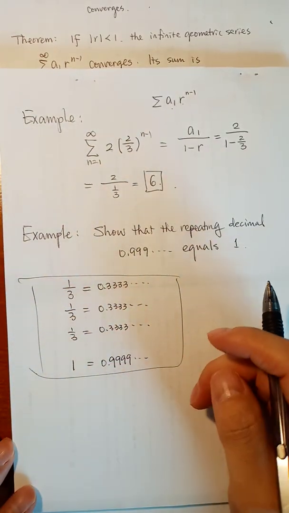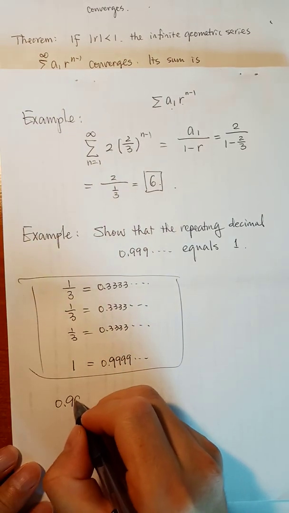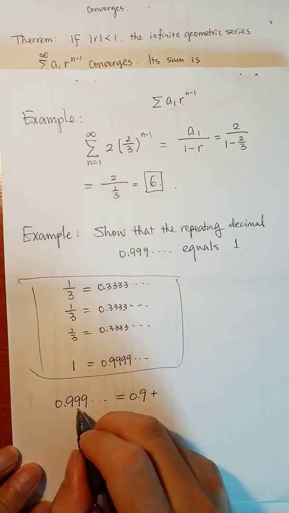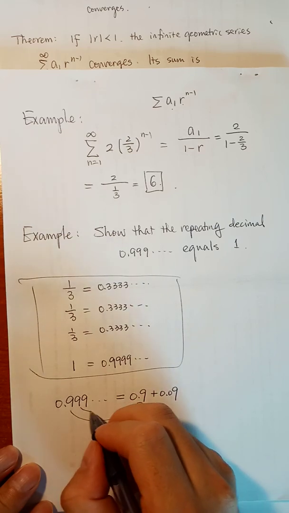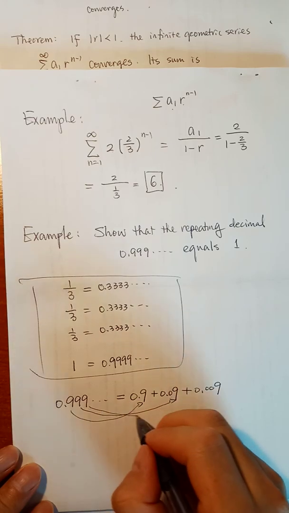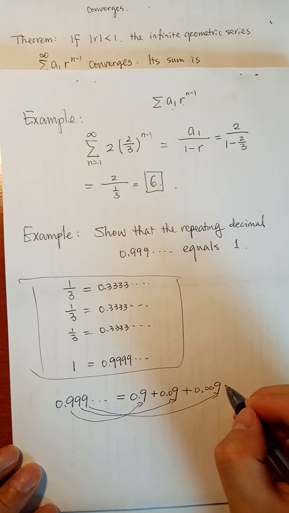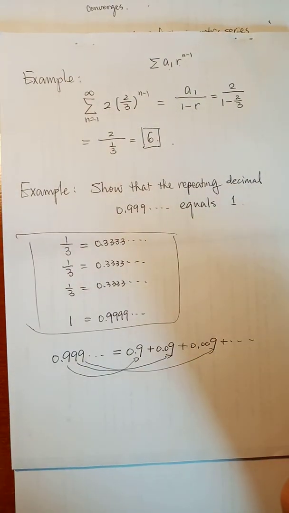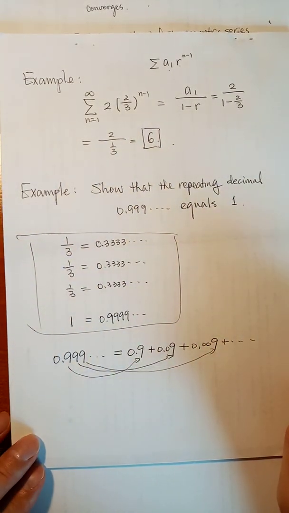We're going through the geometric series way. This repeating decimal 0.9999... can be written as 0.9, the first 9, plus 0.09, the second 9, and 0.009, the third 9. So every time you get one 9 and the proper zeros, you will have this series, the infinite sum. Whenever you have an infinite sum, it is always called a series.